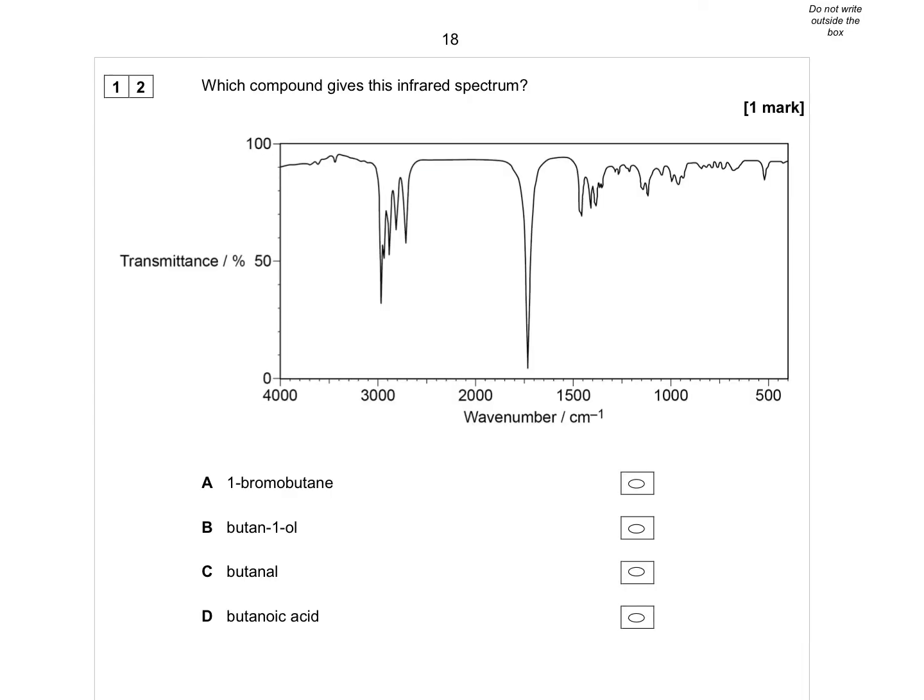So 12 is about infrared spectroscopy. The main thing to see here is this big peak at about 1750. If you look on your data sheet, you'll see that that's due to a C=O double bond. There's no OH bond on there, and you can check the other things on your data sheet. There's no bromo, so the answer is C, butanal.